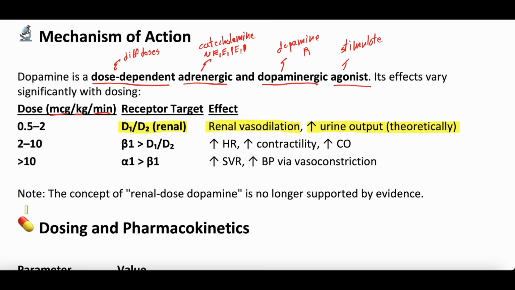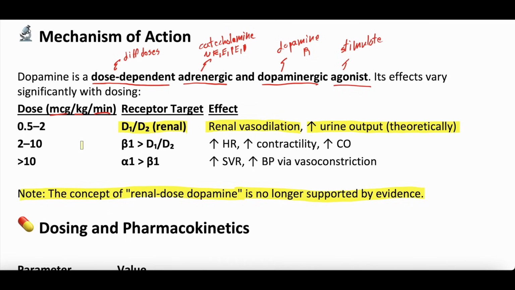You know, back in the day, there was this idea that dopamine is renal protective. You can use it for kind of renally dosed dopamine to protect the kidneys or improve renal function, but this isn't really supported by evidence any longer. So this renal dosed dopamine certainly isn't used, or I guess we should rephrase: there's no evidence or guidelines to recommend its use in this fashion. All right, so that's 0.5 to 2 micrograms per kilogram per minute.